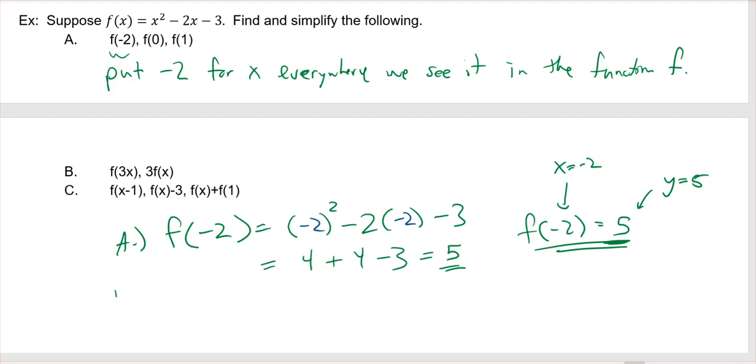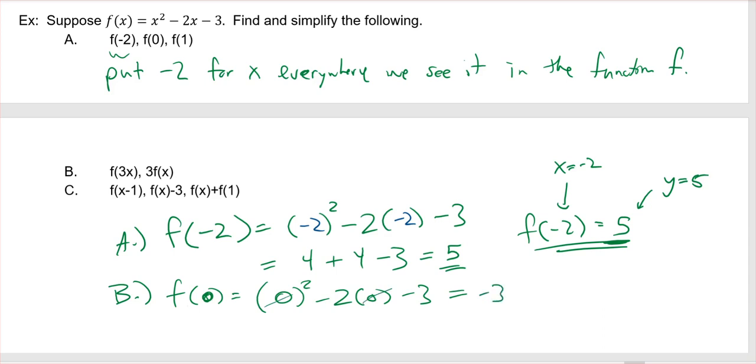Okay, let's do part B. We're just going to put a 0 there. So f of 0, we're just going to do the same thing. So everywhere I see x in that function f, I'm going to put a 0. So 0 squared minus 2 times 0 minus 3. That one's pretty quick. Usually when we find f of 0, most everything cancels out, and that works out great because this is 0, this is 0, and then we have -3. And we would say f of 0 is -3.